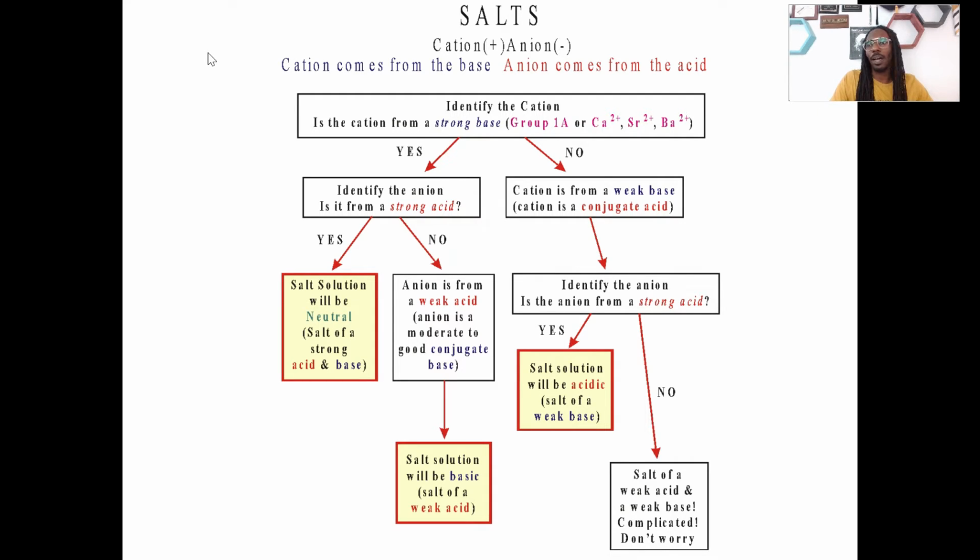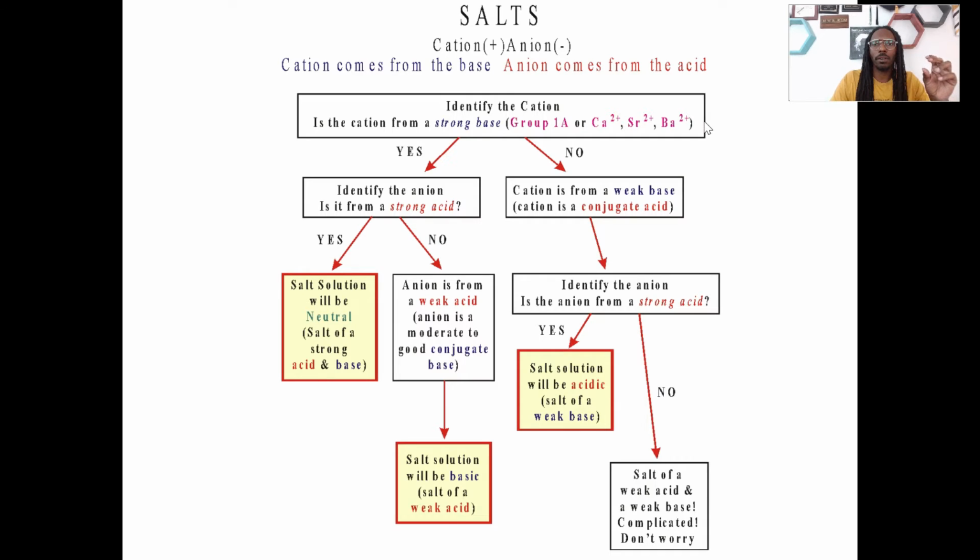It has ionic compounds, right? So cations come from the base. We got to understand that. Anions come from the acid. Okay, key thing. Now, if we look at the very first thing, like I said, if you guys get this flow chart down, this is going to be very helpful.